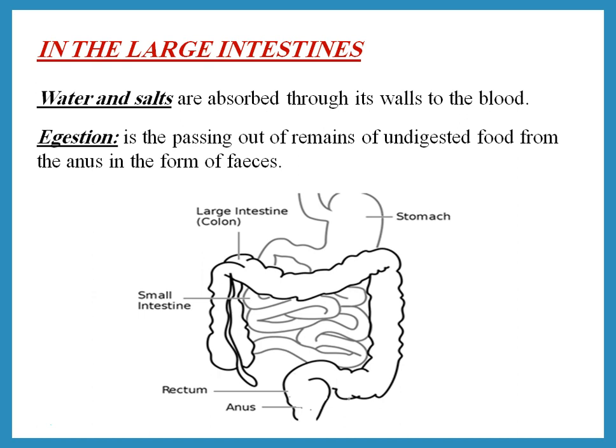Now, what happens in the large intestine? Only water and salts are absorbed in the large intestine. The rest of the food, the rest of the undigested food, whatever was not absorbed, is sent out through the rectum and through the anus. This is called egestion. So egestion is passing out of the remains of undigested food from the anus in the form of feces. Remember, this is not excretion, it is egestion.